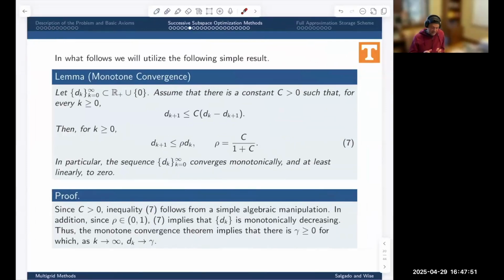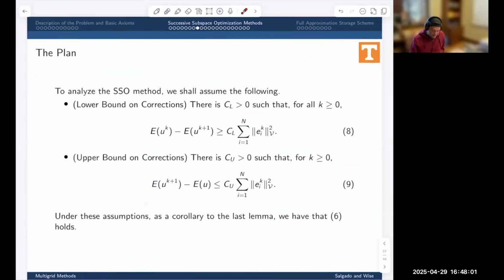So the idea is, can I show that my d_{k+1} and d_k satisfy this? That's going to be the trick. To do this, I need two more assumptions for my SSO method. In fact, these types of assumptions are going to be needed for any method that I construct. Basically, if I have a subspace decomposition and I can show that my method satisfies something like this and something like this, then I'm going to be able to use that last lemma and conclude convergence.